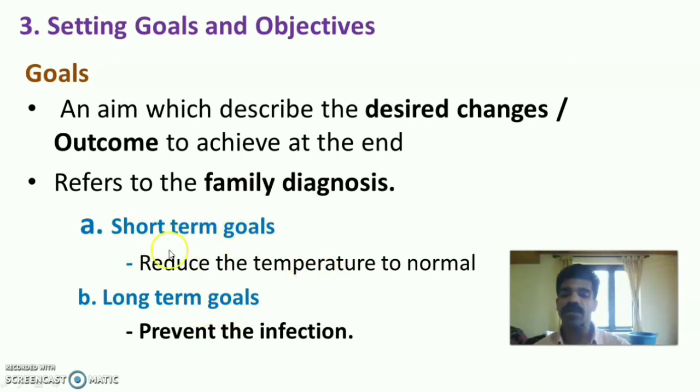The example of a short-term goal is to reduce the temperature to normal. So if the family member is suffering from fever, the short-term goal is reduction of temperature, reducing it to the normal body temperature. But this rise of temperature or fever may be a sign of infection. So the long-term goal is prevention of that specific infection. So goals include short-term goals and long-term goals. Short-term goals are to be achieved immediately, and long-term goals are achieved at the end of the complete family nursing process.